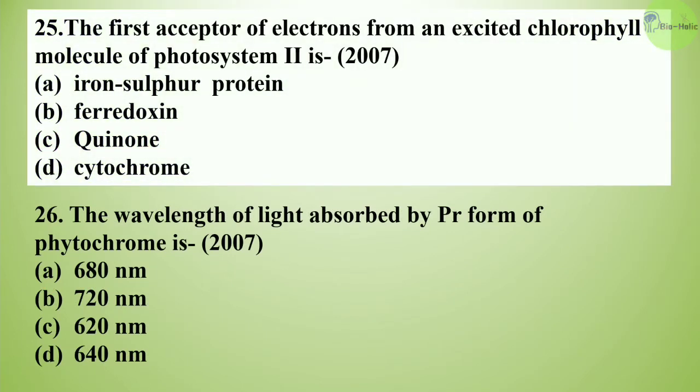Next, the first acceptor of electrons from an excited chlorophyll molecule of photosystem 2 is iron sulfur protein, ferredoxin, quinone, or cytochrome. The answer will be option C, quinone.